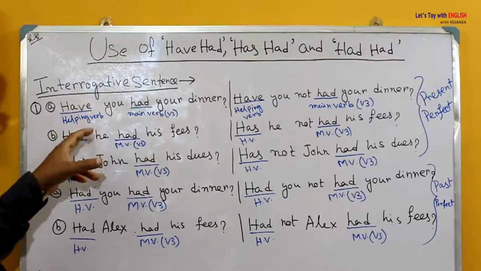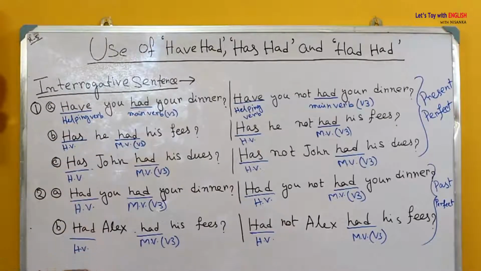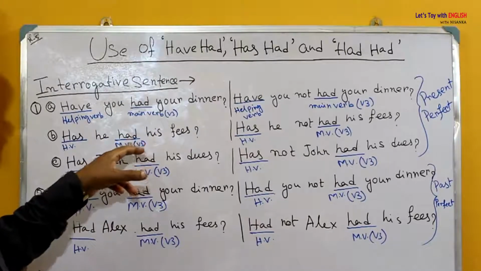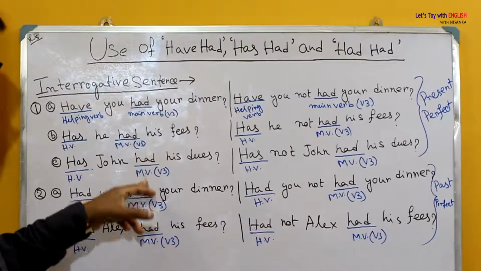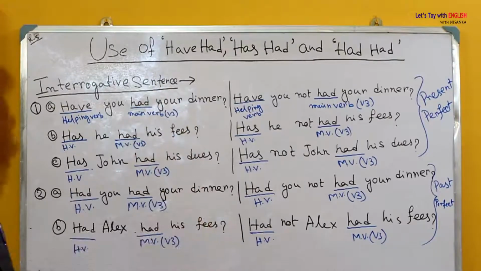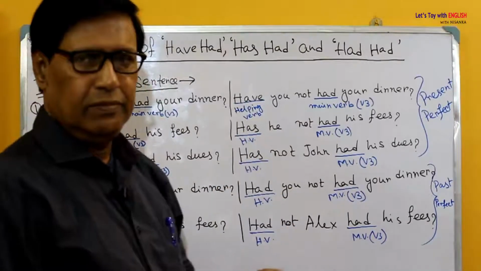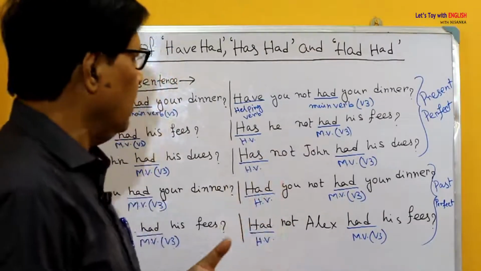First of all, the helping verb have, has, had. Then the subject, maybe a pronoun or a noun. Then had, the main verb in third form, and then the object. Now come to the negative interrogative. What will it be like?